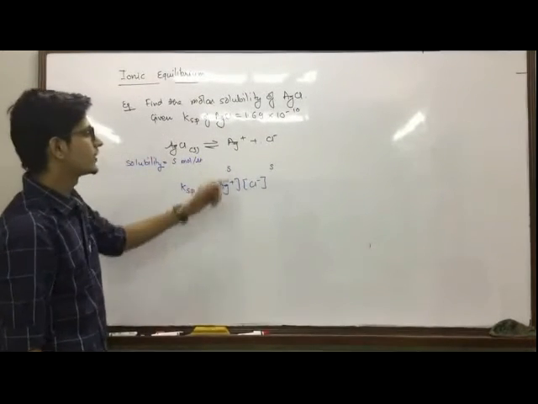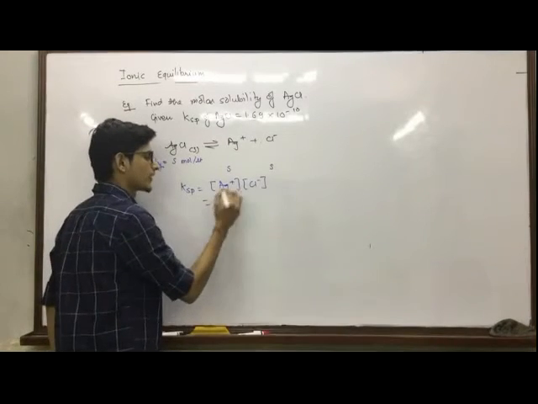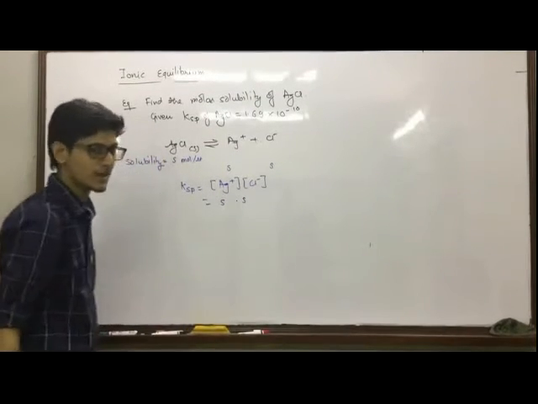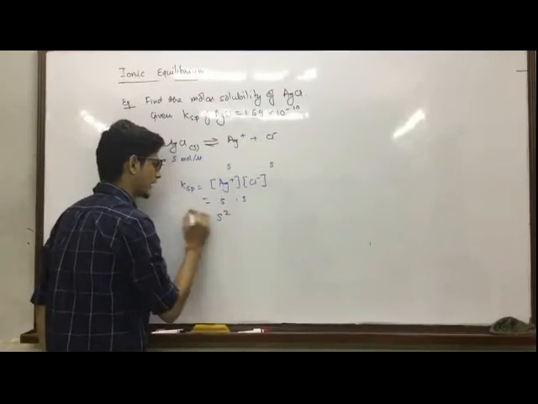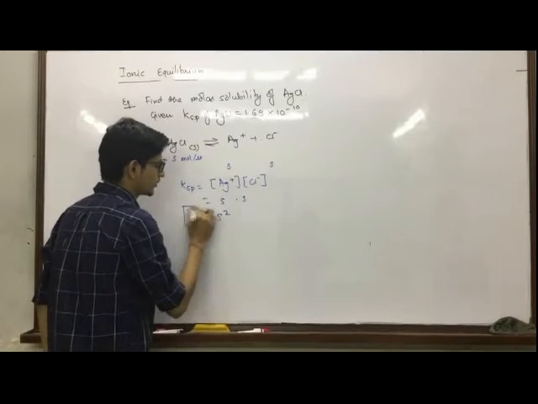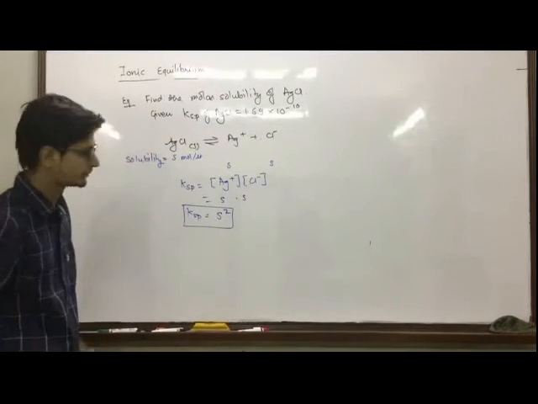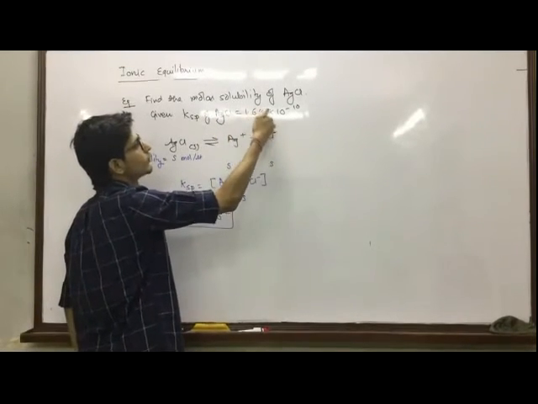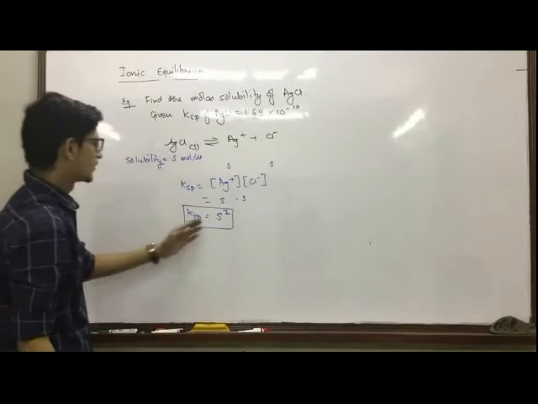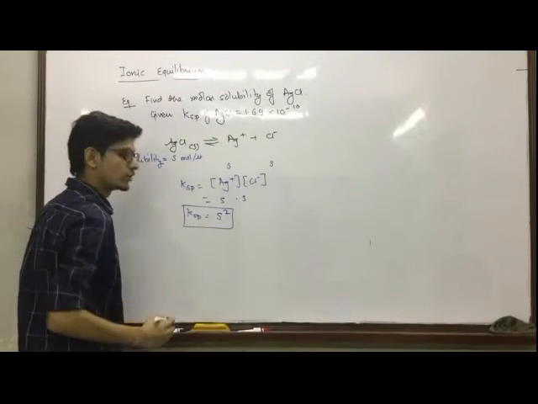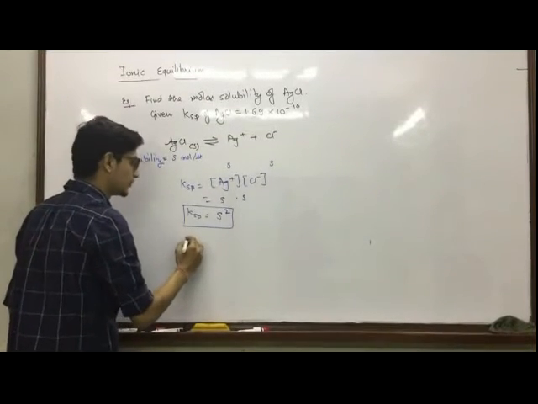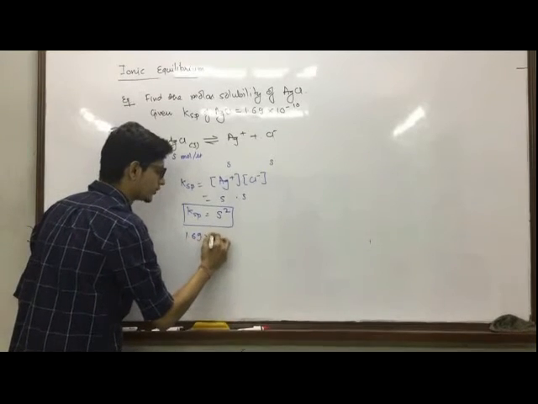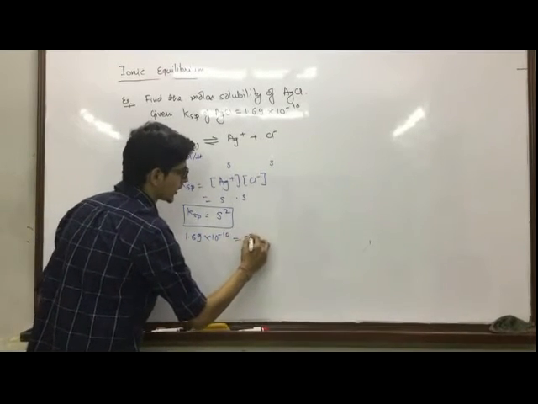The concentration of Ag+ ion will be S. The concentration of Cl- ion will be S. So Ksp will be equal to S square. So this is the expression of Ksp: Ksp equals S square. Now, in the question the value of Ksp is given as 1.69 into 10 to the minus 10. We have the expression S square and we have the value of Ksp, so now we will place the value. So 1.69 into 10 to the minus 10 equals S square.